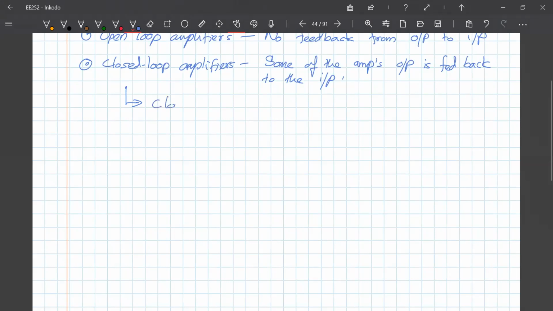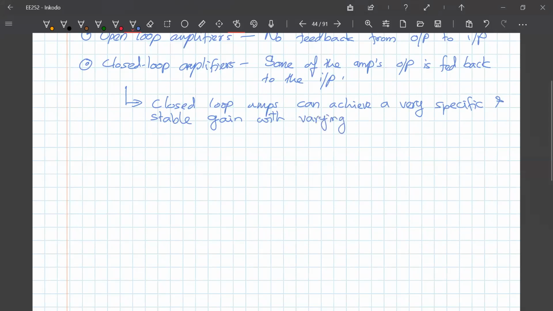Closed loop amps can achieve a very specific and stable gain with varying temperature and transistor characteristics.